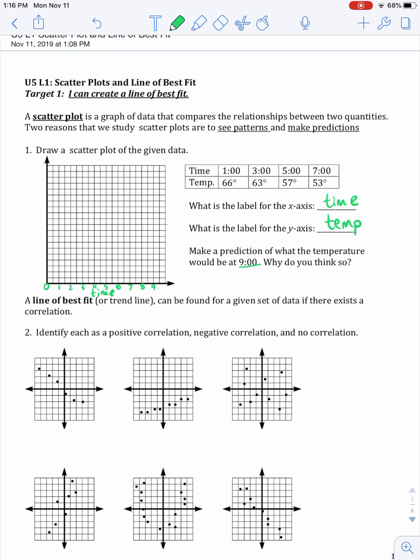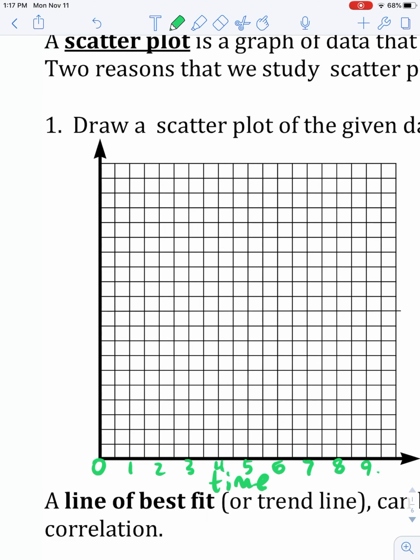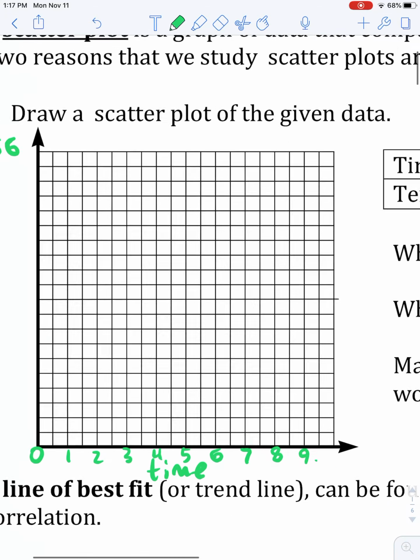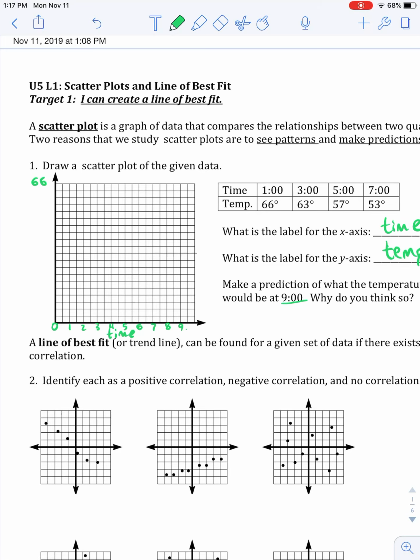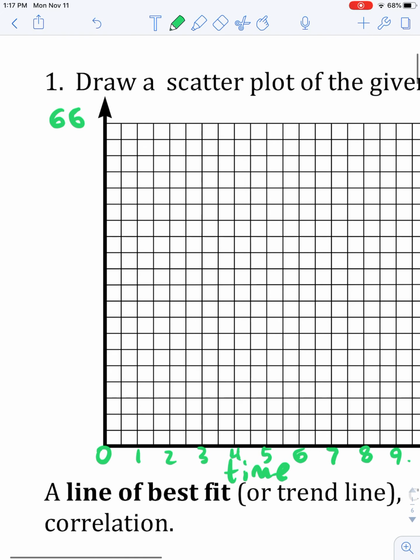Now, as far as the temperature goes, it looks like the trend is that the temperature is going downward as time goes on. We see 66, then 63, then 57, then 53. It's going down. So I'm going to assume that I'll be okay starting my graph at about 66 height, so I'm going to do that up here. And because it doesn't look like it's going drastically down and we're just going 2 more hours, I don't think we're going to make it all the way down to 0. So I'm just going to tick off from 66: 66, 65, 64, I'm going by ones.